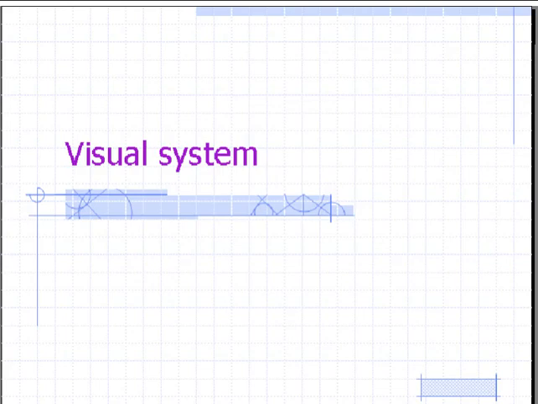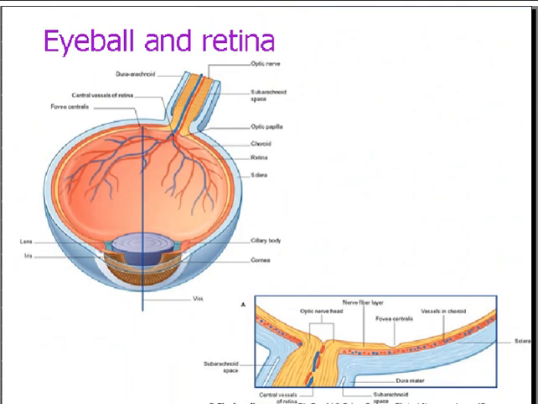This presentation is on the visual system, and let's begin by looking at where the visual pathway begins. Now, the entire visual pathway extends from a layer of the eyeball called the retina, and it travels out of the retina in the optic nerve. Now, when you look at the eyeball, this is a cut section of the eyeball.